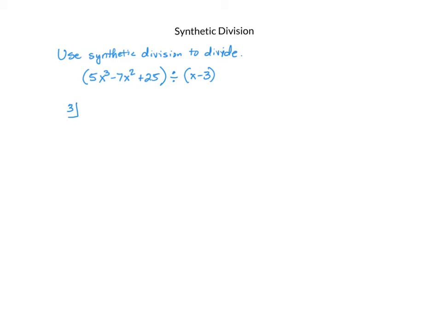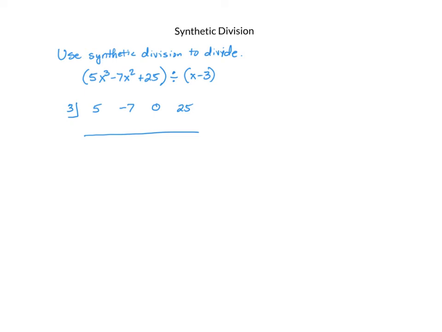Now I'll write the coefficients of the dividend. So they are 5, -7, 0, and 25. Don't forget the 0. It's because the coefficient of our x must be 0 because I don't see an x to the first power. So we need to include that 0. And now we draw a line. We skip some space or leave some space right here because we know there are going to be some numbers that need to be written. And I begin the process.